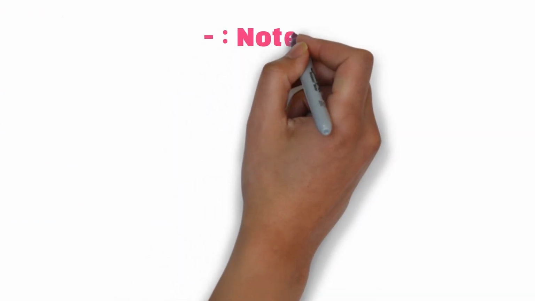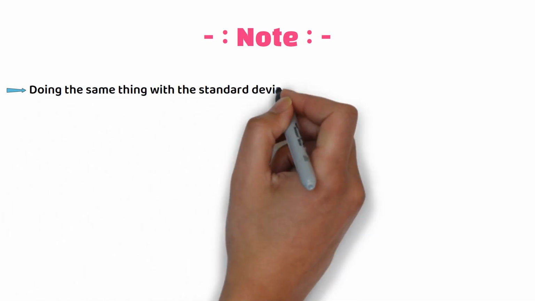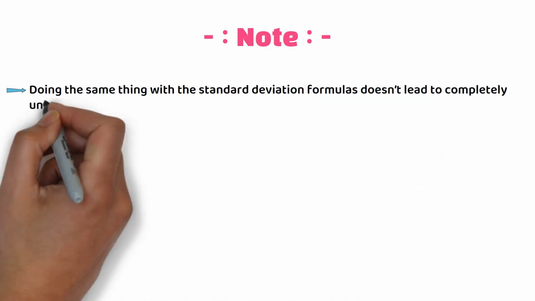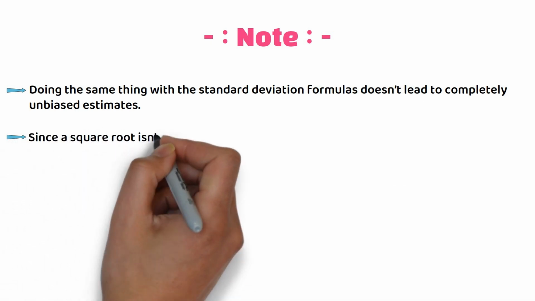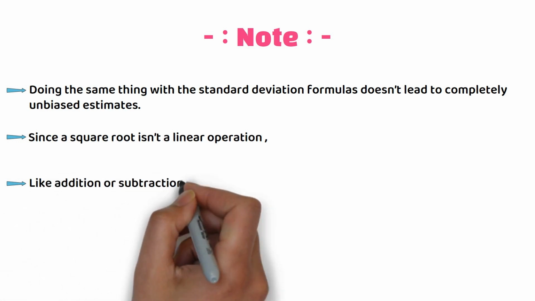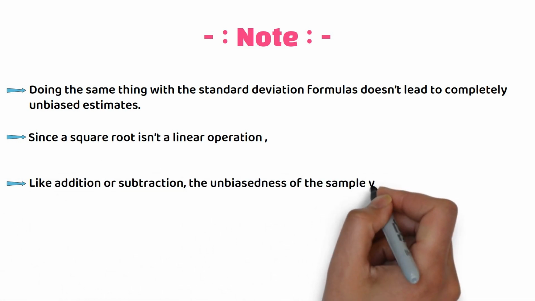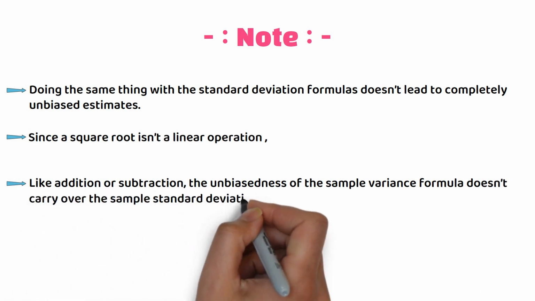It's important to note that doing the same thing with the standard deviation formula doesn't lead to a completely unbiased estimate, since a square root isn't a linear operation like addition or subtraction. The unbiasedness of the sample variance formula doesn't carry over to the sample standard deviation formula.